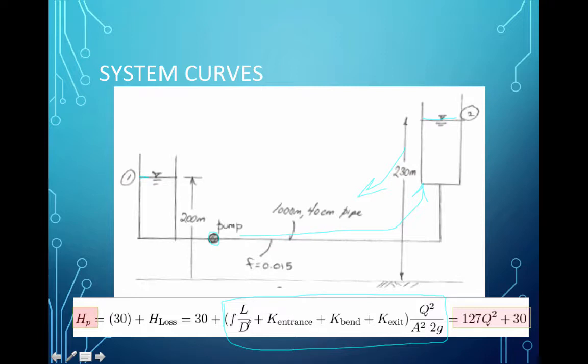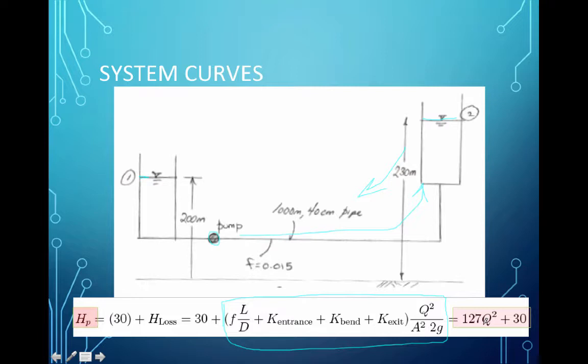So there's an fL over D term, that's for the pipeline losses. There's an entrance coefficient, a bend coefficient, an exit coefficient, Q squared over A squared over 2g, and perform the indicated arithmetic. And in this particular example, somebody has determined that the added head of the system is 127 times Q squared plus 30. Now see what happens when Q equals 0. Q equals 0, the added head has to be 30 meters just to keep those waters at different elevations.